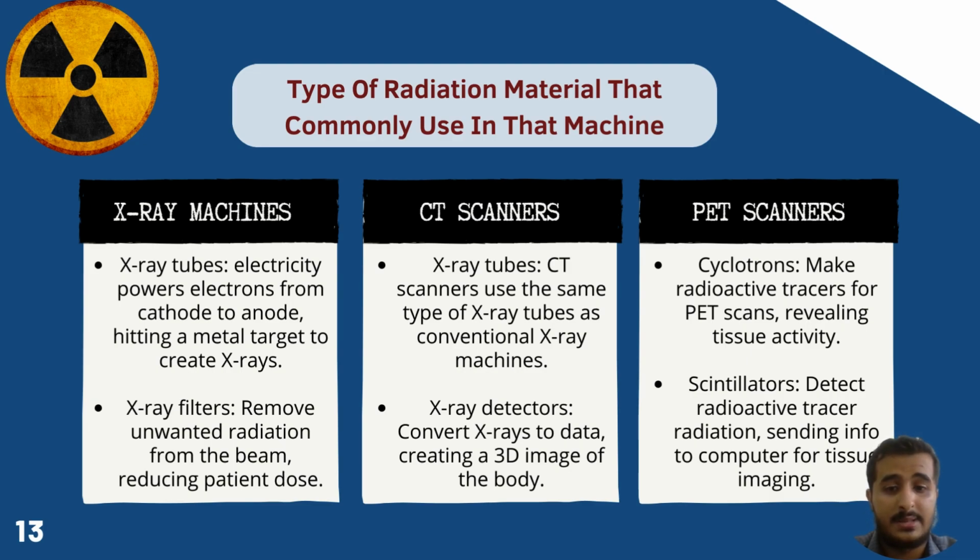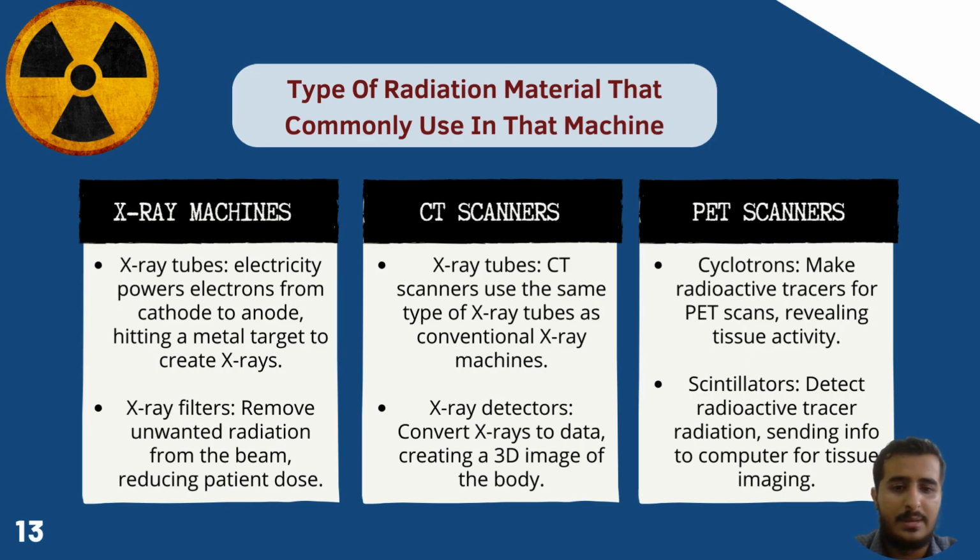Secondly, we have CT scanners. X-ray tubes: CT scanners use the same type of X-ray tubes as a conventional X-ray machine. We also have X-ray detectors that convert X-rays to data, creating a 3D image of the body.